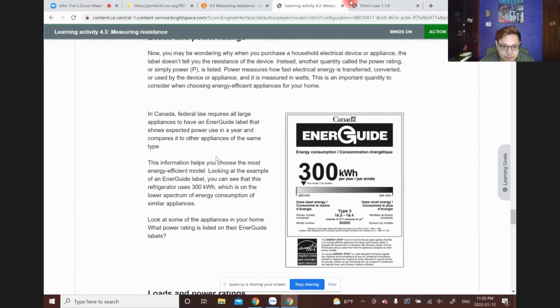This information helps you look for the most energy-efficient model. Look at the example of an EnerGuide label. You can see that this refrigerator uses 300 watts, which is on the lower spectrum of energy consumption of similar appliances. Look at the appliances in your home. What power rating is listed on their EnerGuide label?